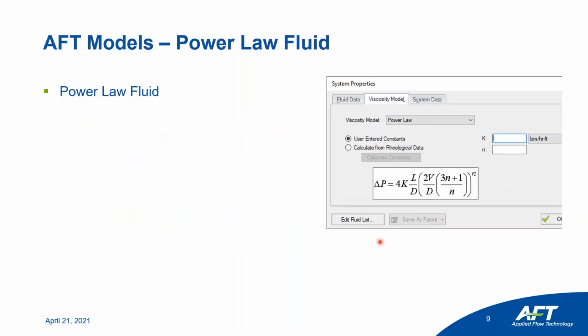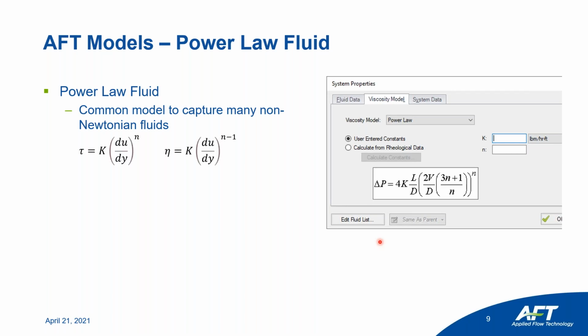So that brings us to the next model that AFT software offers, the power law fluid. This is a very common model used to capture many non-Newtonian fluids. In my experience, it's maybe one of the most broadly used or broadly followed models. And really all we say with it is that tau, our shear stress, is equal to K, a constant, multiplied by our shear rate raised to the n power, another constant.